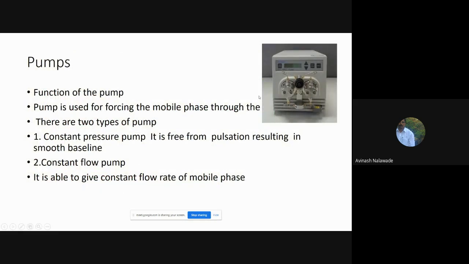Actually, what is the function of the pump? See here, this is the pump which is used in the HPLC. Pump is used for forcing the mobile phase from the container. There are two types of pump. The pumps are either constant pressure pump, which is free from pulsation, resulting in a smooth baseline.